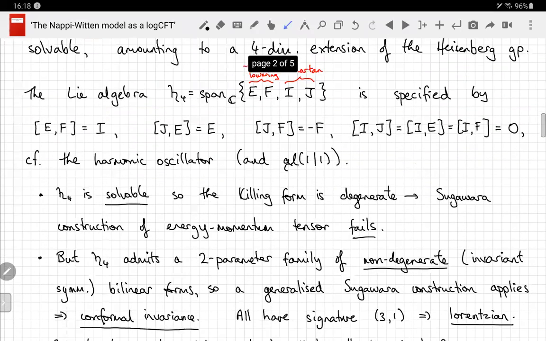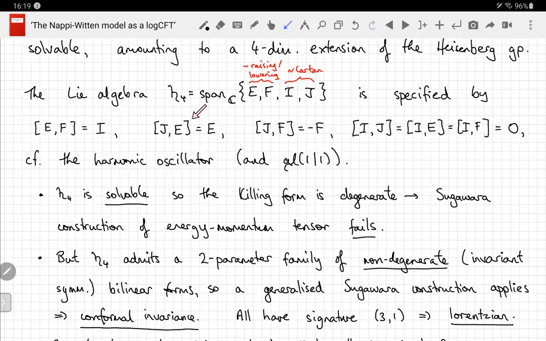So it's four-dimensional. I'm going to choose a basis, which I call E, F, I, and J. I and J are basically like a Cartan subalgebra. So in particular, they commute. E and F act as raising and lowering operators in the sense that, well, I is actually central, so it commutes with everything.